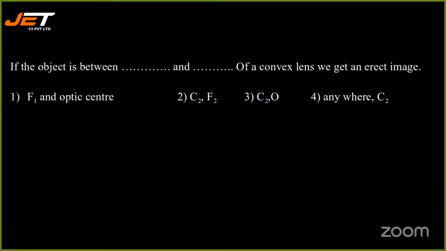Okay, a few people are saying anywhere. No, how can it be anywhere? We won't get an erect image anywhere, right? So it should be between F1 and optic center, right? If the object is between F1 and optic center of a convex lens, we get an erect image. For those who said the first option, it is correct. You are following the class.